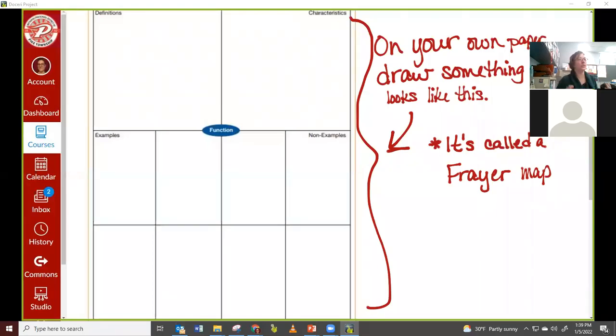Okay, so on your own paper, I want you guys to draw something that looks kind of like this. This is called a Frayer map. It's one way to organize your thoughts and ideas about different concepts. We're going to make this Frayer map about functions. You guys had the opportunity yesterday to look up definitions and examples for functions, and so we're going to make this Frayer map here to help guide us as we move forward.